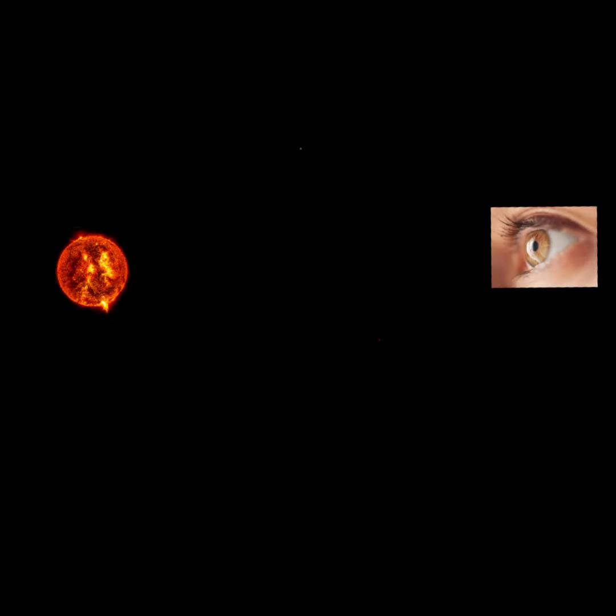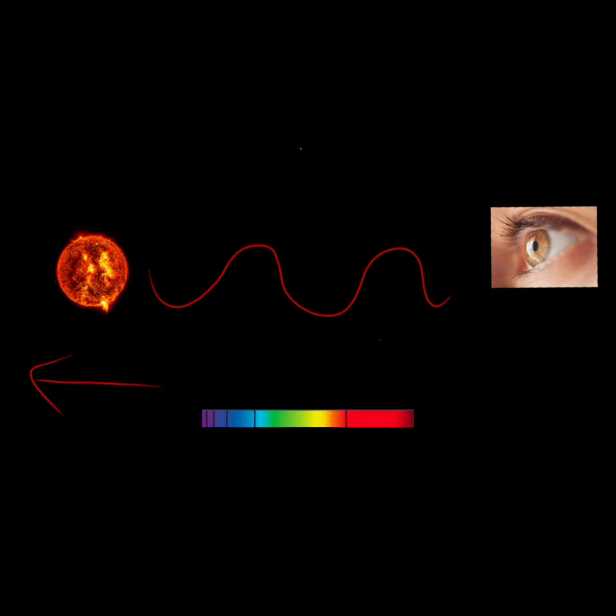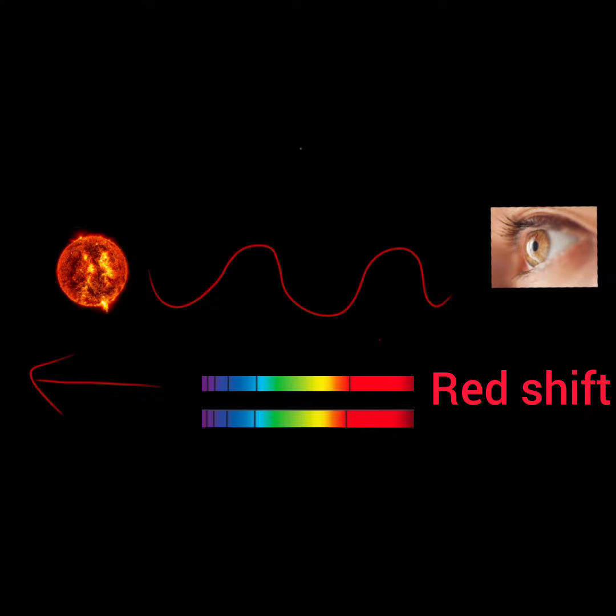And now you can quite guess it. What happens when the star is moving away from us? Its frequency decreases and wavelength slightly increases. And what happens to the absorption spectrum? Well, the lines are shifted towards red. So this is called red shift.